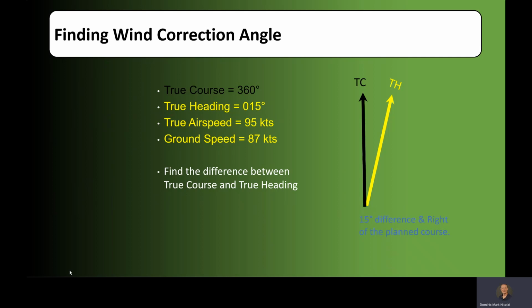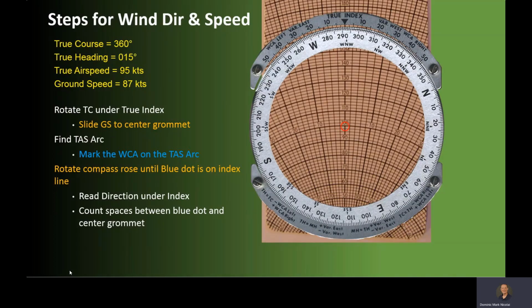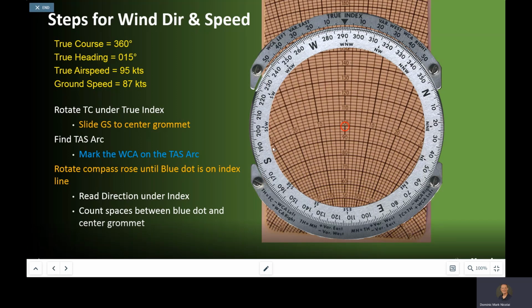Now, I like to also note our true airspeed and our ground speed. It's not part of the problem, but it helps me double check at the end that I've done it correctly. I'm going slower than true airspeed. I have a headwind component for this. Wind correction angle, 15 degrees right. We need that information.